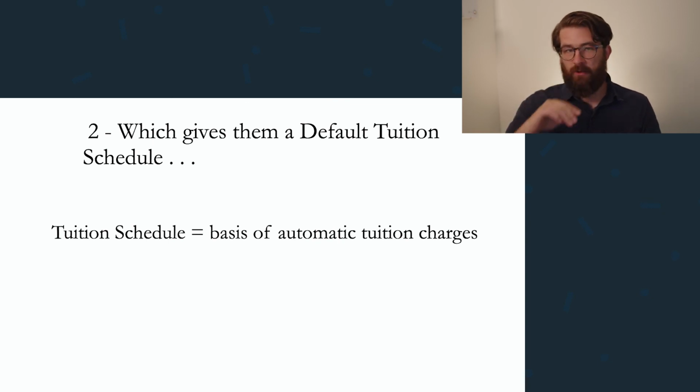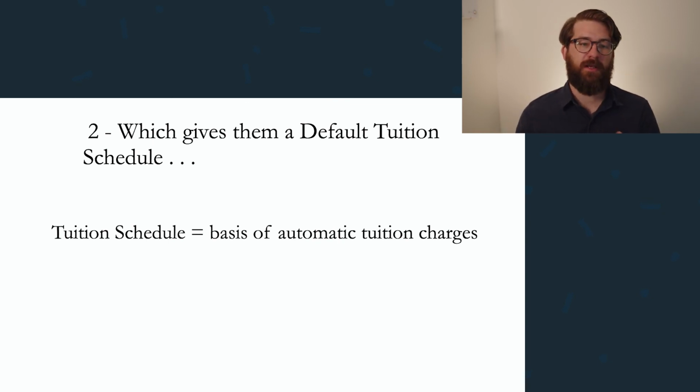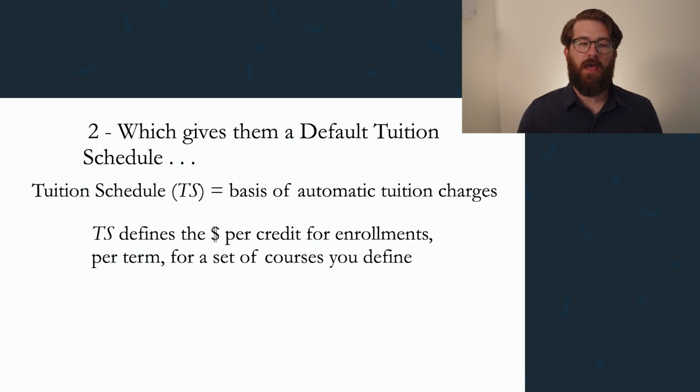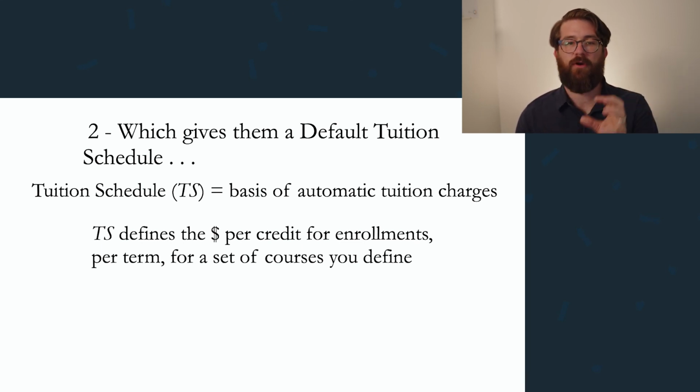Okay, so the second thing we want to look at is this whole idea of a tuition schedule. You've kind of already seen how that works, but let's pick it apart a little bit here. So the tuition schedule is the basis of automatic tuition charges, okay? And for short, if you need shorthand for tuition schedule, TS. The TS defines the dollars per credit for those enrollments. So the amount per credit that you're charging for enrollments. That is per term, and it is for that set of courses that you define there.